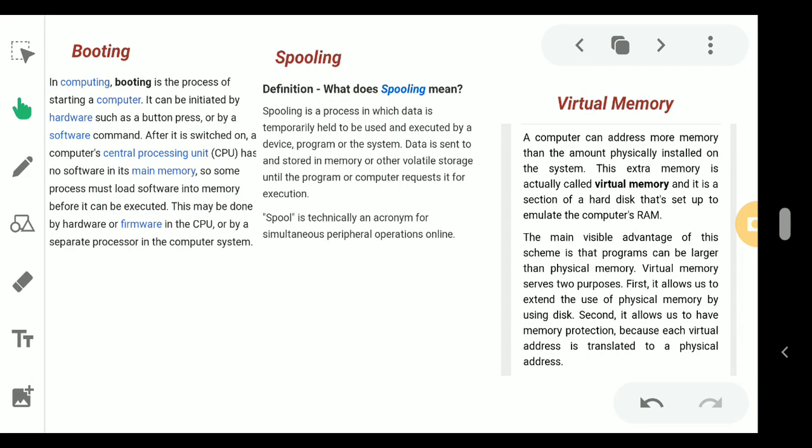Now next we will concentrate on the topic of spooling. Spooling, also known as simultaneous peripheral operations online, is a technique.